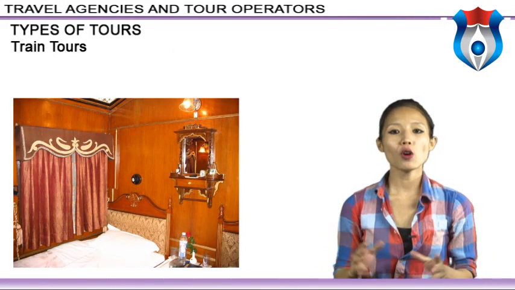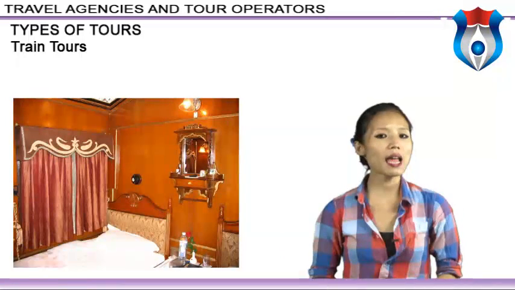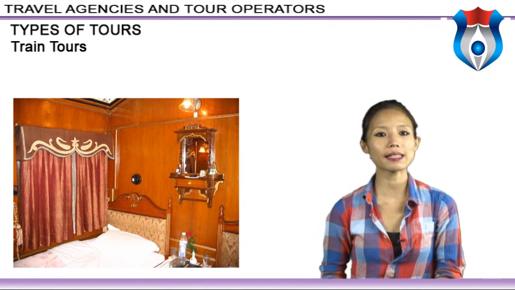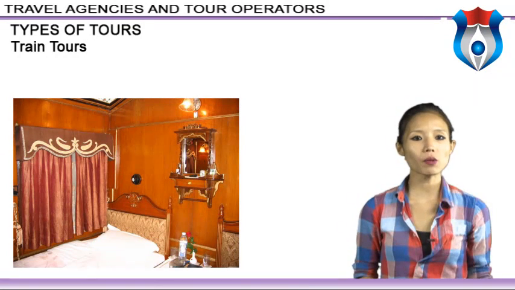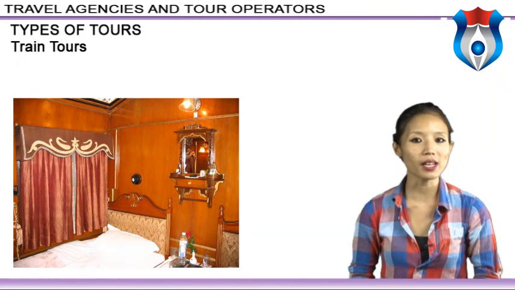Train tours. For a glimpse of a bygone era, take a train tour. Travelers ride the train and stop at various train stations for short sightseeing excursions. Some train tours follow historic routes such as the Venice Simplon Orient Express. Others go where no roads exist.